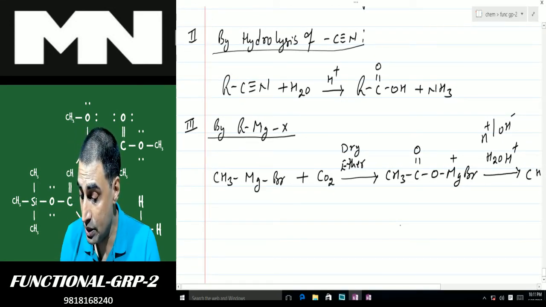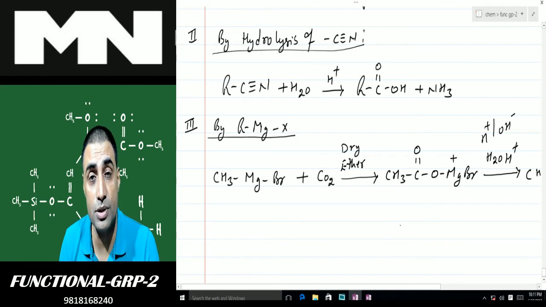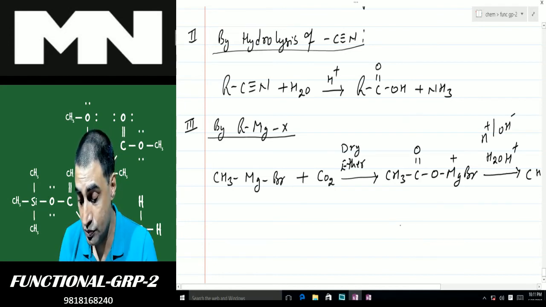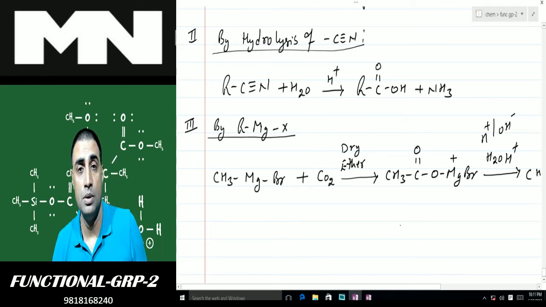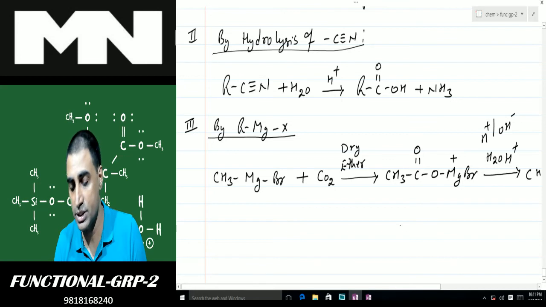Well, this is all about the method of preparation of carboxylic acids in today's class. So I'll end the class with this. We have done aldol, Cannizzaro's reaction, and some methods of preparation of carboxylic acid in today's class. Most probably the next class will be the last class for functional group 2. Then we are left with a very small part of organic chemistry, that is functional group 3, amines and diazonium salts.